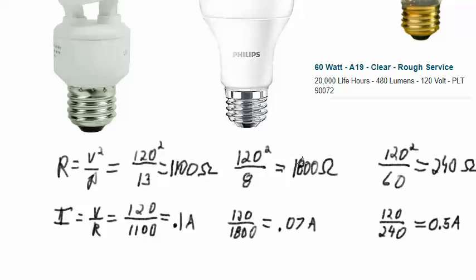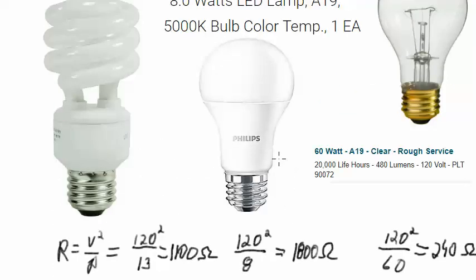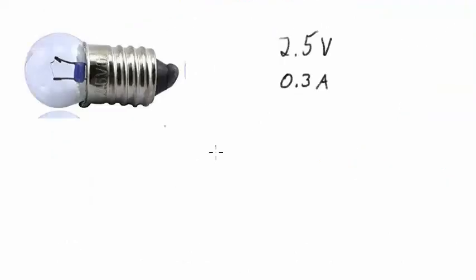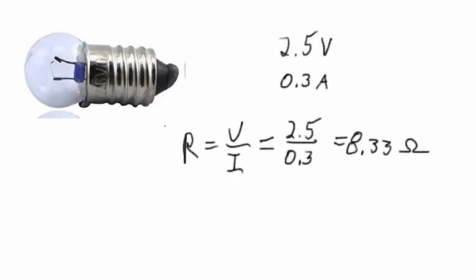So the ideal light bulb is the one that has the highest resistance and the lowest current, but still gives you the light you need to see. Sometimes, instead of giving a wattage and a voltage, light bulbs might be rated in a voltage and a current. You can still find the resistance of this bulb from resistance equals voltage divided by current. This is a very small resistance compared to the household bulbs we were just looking at.